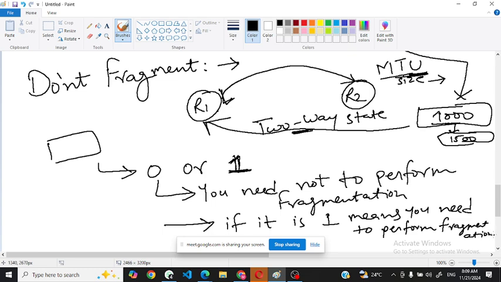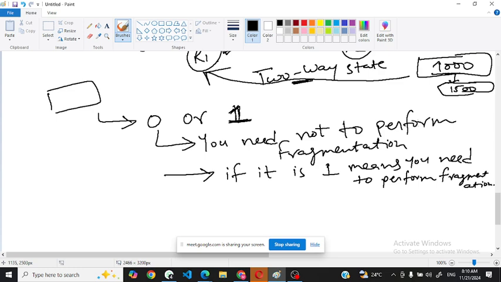I will show you this in OSPF. When I teach you OSPF, I will show you this. Is it clear for everyone? Yes, sir.